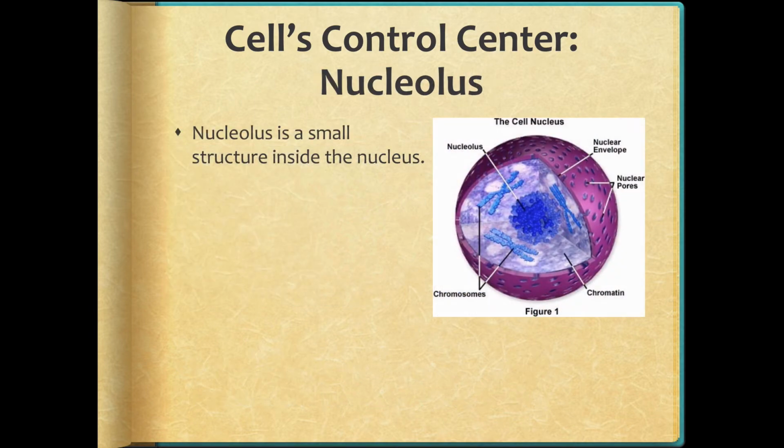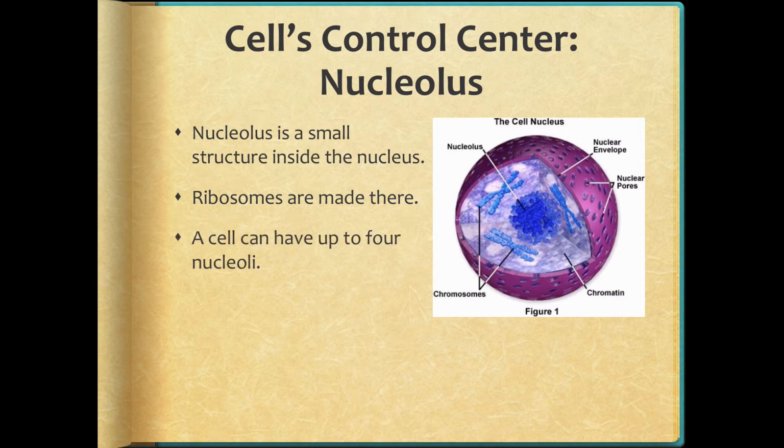The nucleolus is a small structure inside the nucleus. Ribosomes are made there. A cell can have up to 4 nucleoli. The number for each species is always the same, so humans are going to have the same number, cats are going to have the same number, plants are going to have the same number. Whatever the species is, it's always going to have the same number.